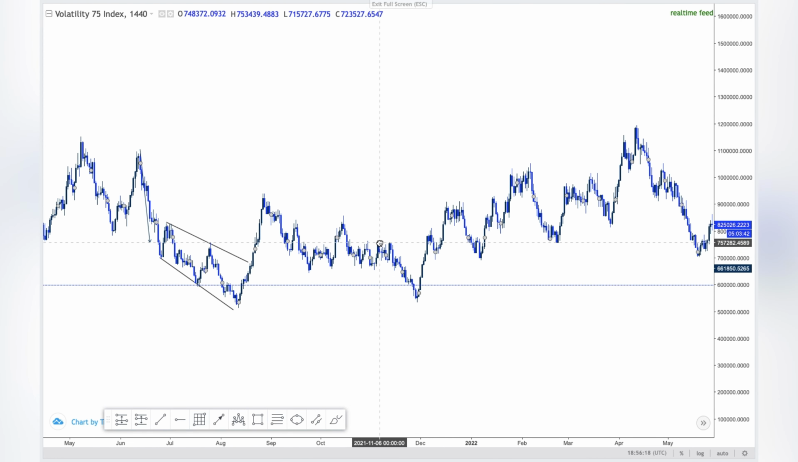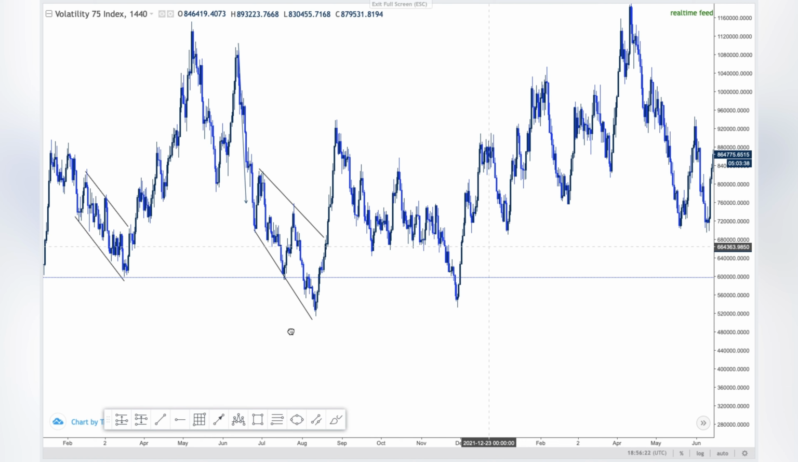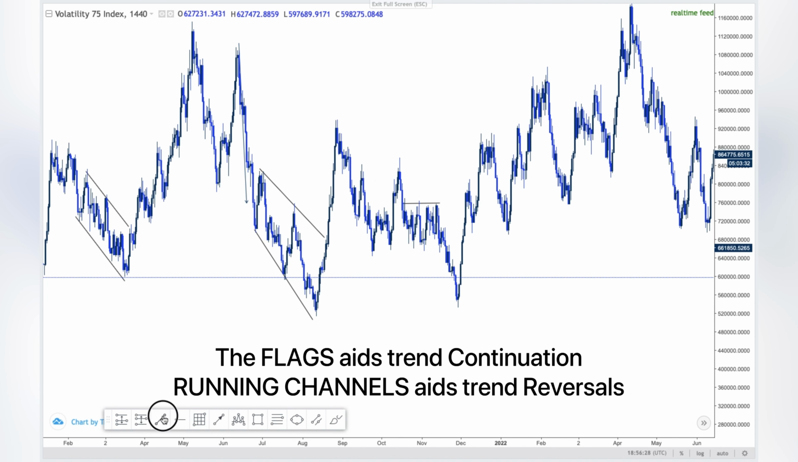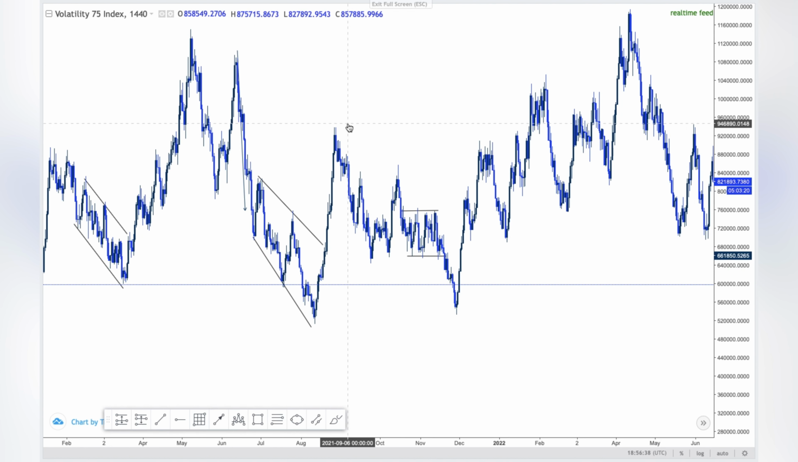So the patterns I look at mostly are the flag. You can see, this is a bearish flag here, which aids the continuation of the market trend, and then the running channels, which aid the reversals of the market. Please make sure you backtest this. Try to see them on your charts before implementing them in live trades.